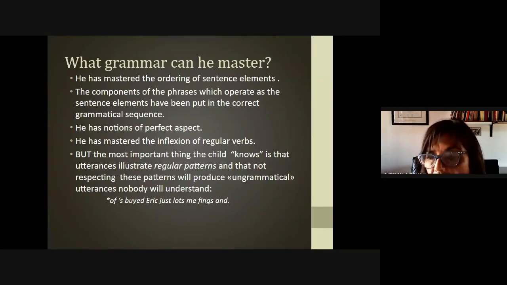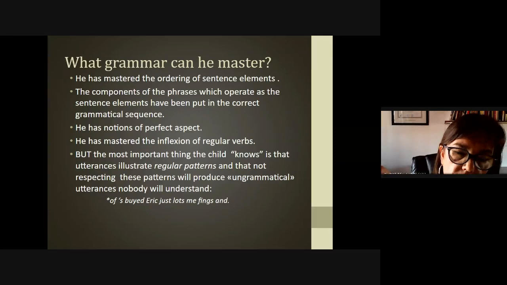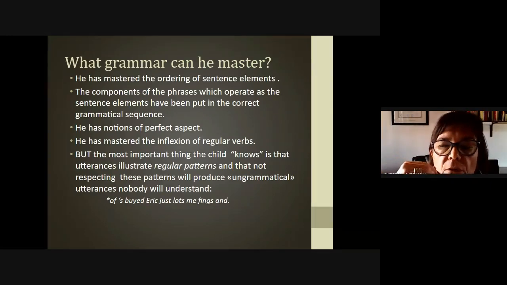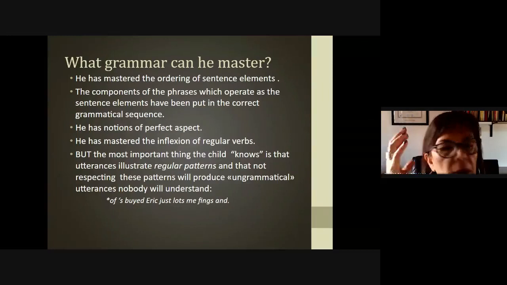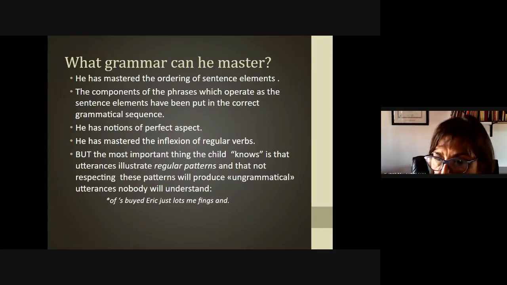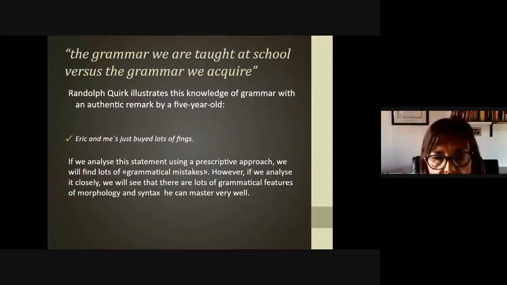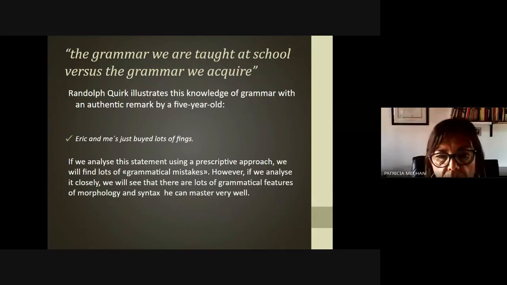Exactly. But there are two grammars. Is that clear? So far, up to fourth year, I'm sure you have always thought of grammar as the type of grammar we teach at university, the prescriptive approach, the rules, what is right, what is wrong. But this is different. Let's go back to the previous slide again. The one with correct there. Eric and me just buy lots of things.